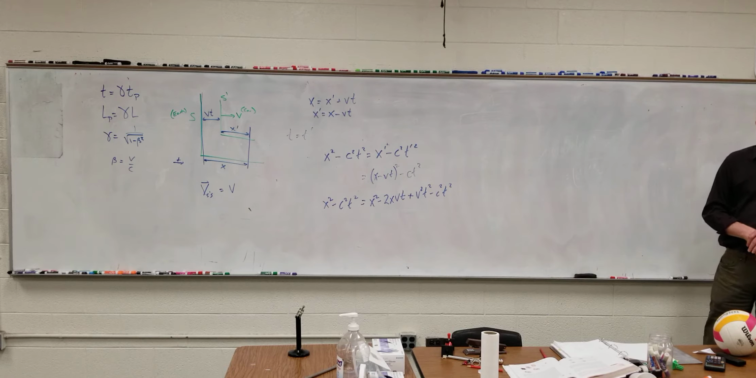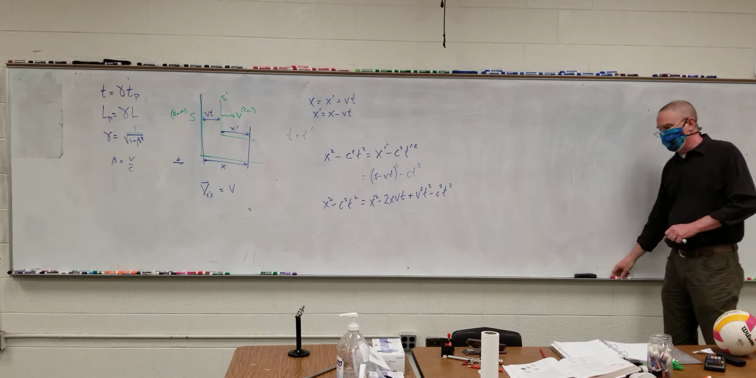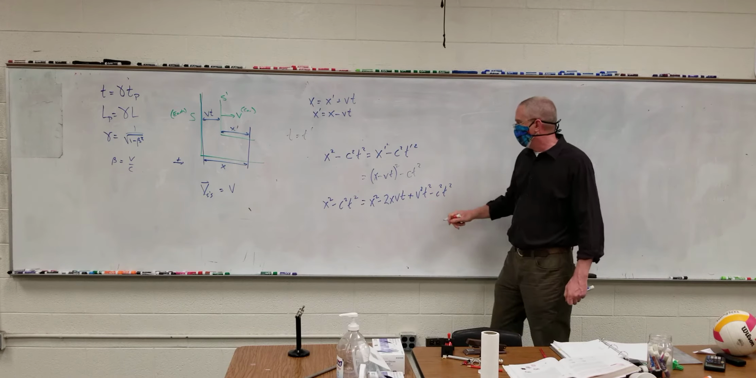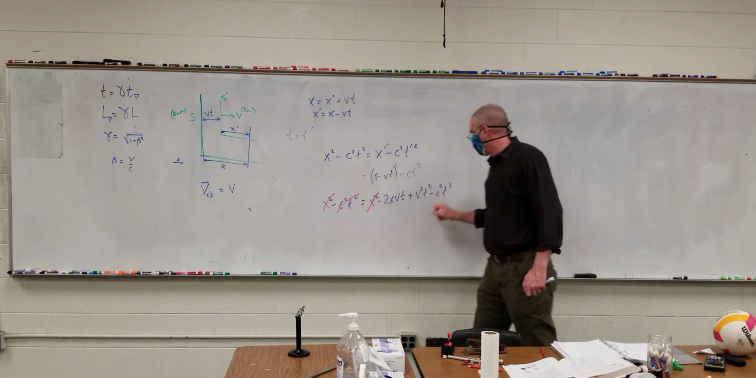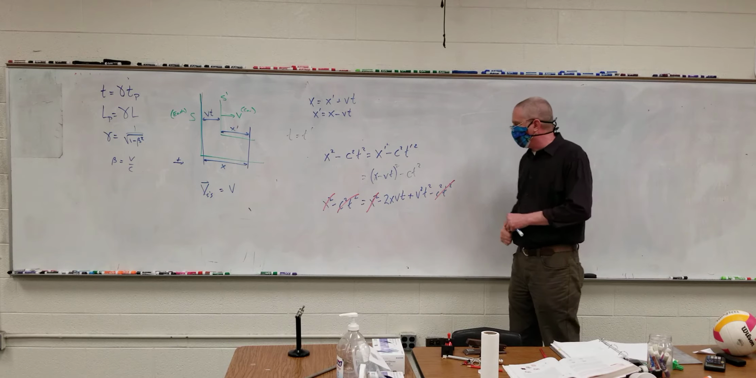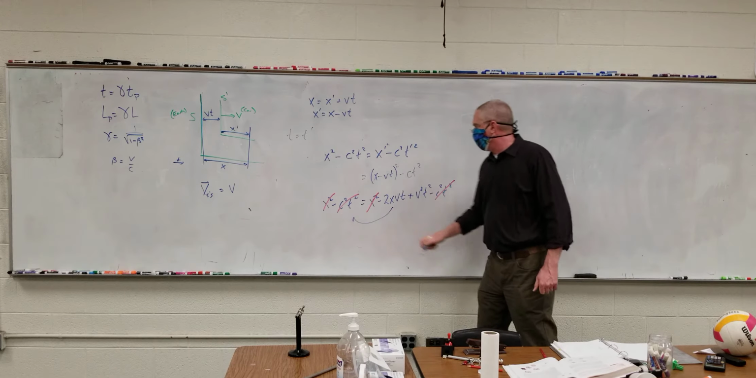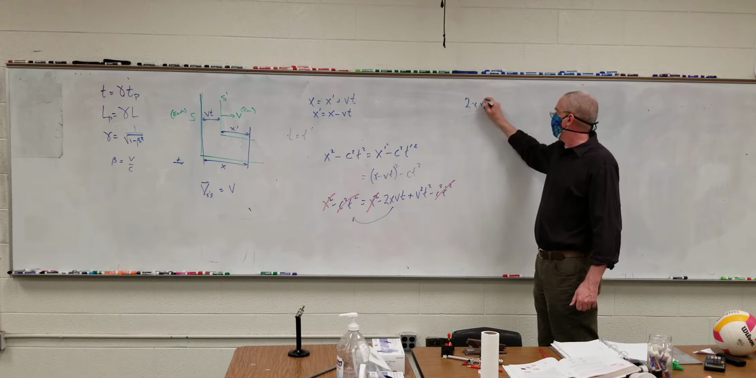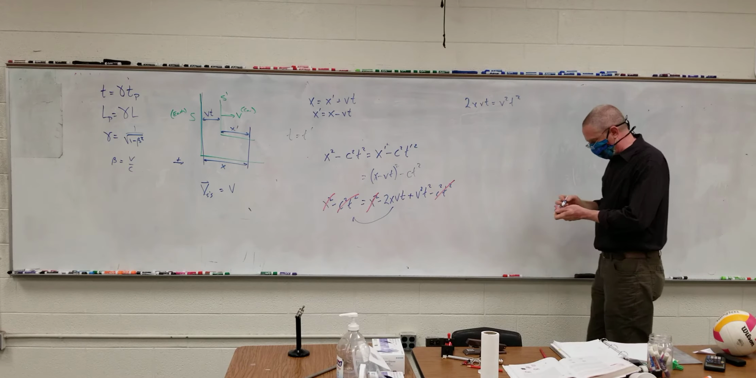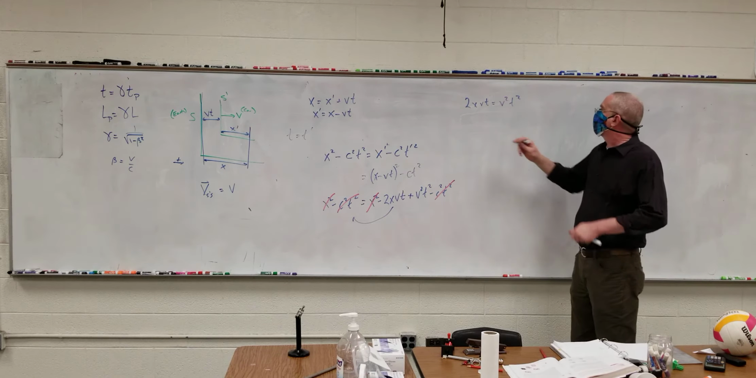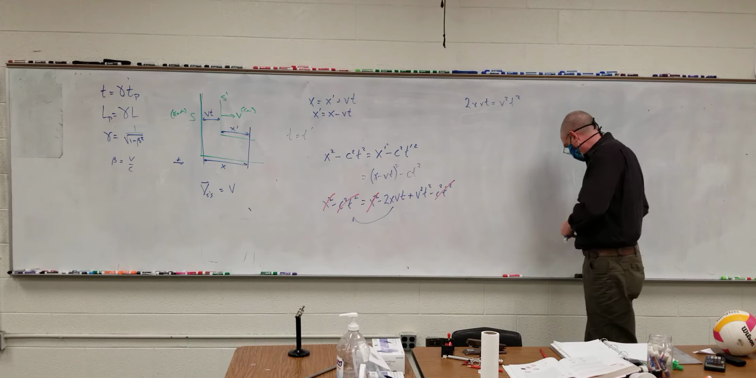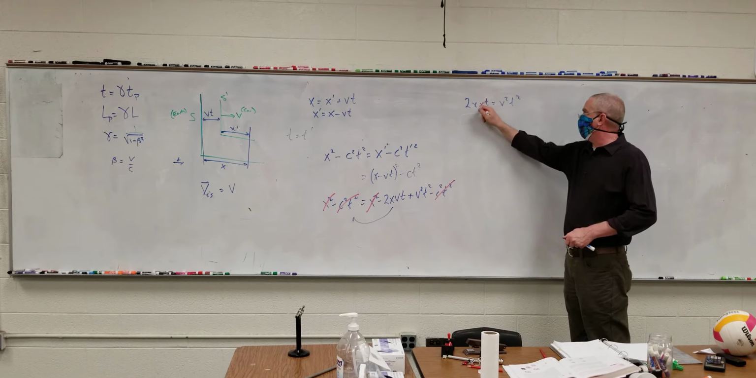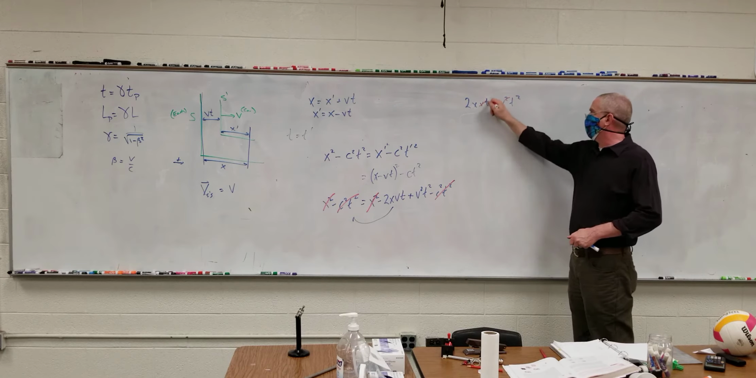Questions to here? That cancels out, that cancels out, and so I'm left with, if I just bring that over, 2xvt is equal to v squared t squared. I cancel some stuff out here. That v cancels out with one of those, that t cancels out with one of those, and so I have x is equal to 1/2 vt.